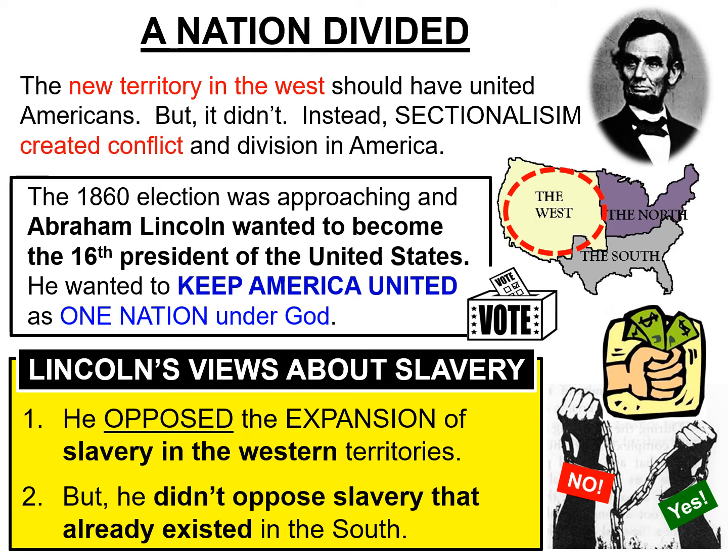So now the year is 1860 and the election is coming. Abraham Lincoln wants to be president. He wants to be the 16th president of the United States. And he wants to keep America united. He wanted to be one nation.